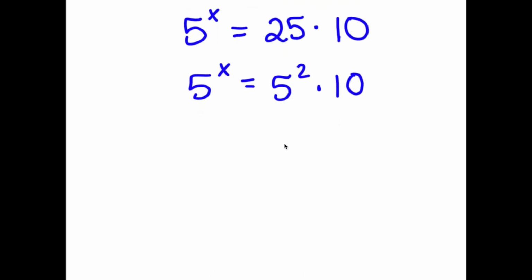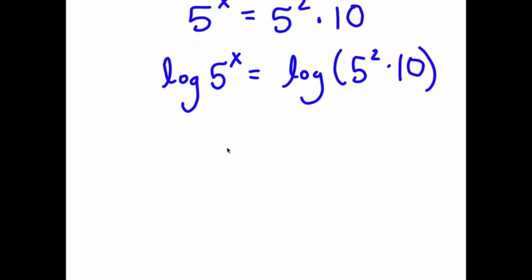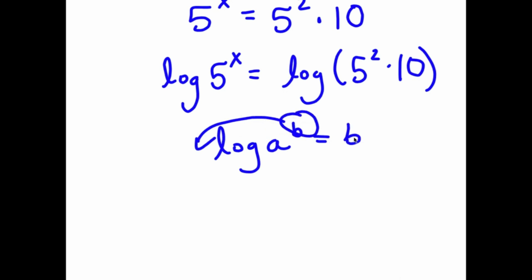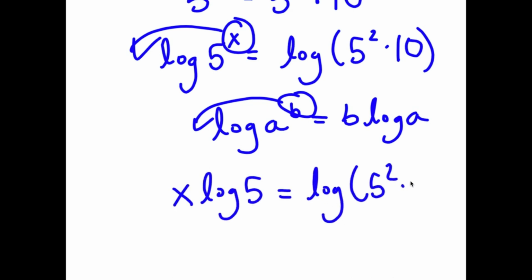Now what I'm going to do is take the log on both sides. So now I have log of 5 to the power of x is equal to log of 5 squared times 10. And now an important rule to note down is that if I have something in the form log a to the power of b, I can actually move this exponent b to the front. So this is going to equal b times log a. So in this case, I have log 5 to the power of x, and we can think of x as b in this case. So I can simply move x to the front. So now I'm going to have x times log 5 is equal to log of 5 squared times 10.